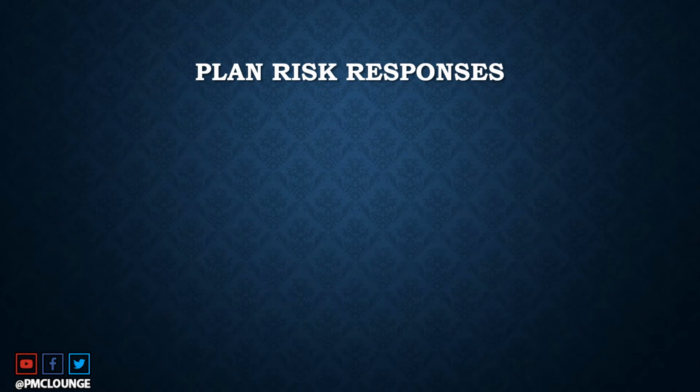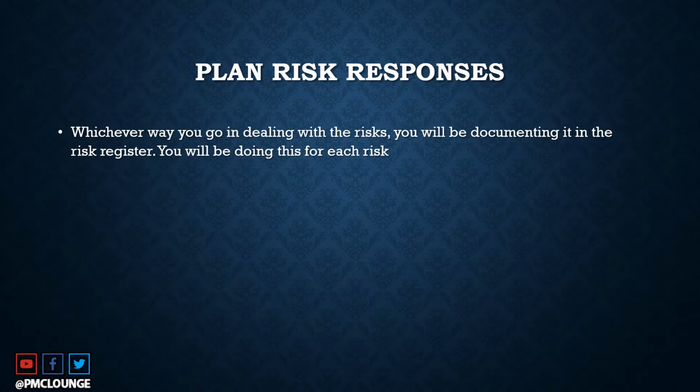So we just talked about the three ways you can respond to a risk, and whichever way you go, there are more than three ways, of course, but the point here is you need to document your risk response in the risk register. So this is your risk register. You will have a number of risks noted in your risk register. For each of these risks, you will also document what your response is going to be if that risk materialized.